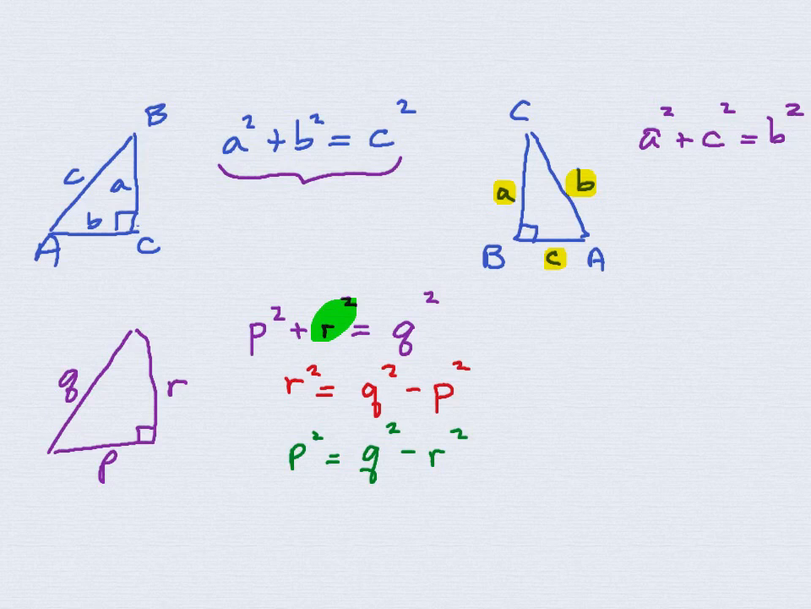Basically, however, if you have this one formula down, the sum of the legs squared, each leg squared, equals the square of the hypotenuse, that will allow you to rearrange to solve any side of any right-angled triangle.